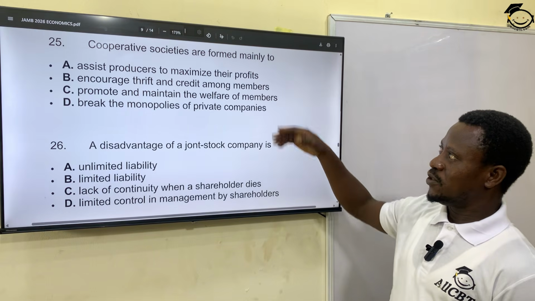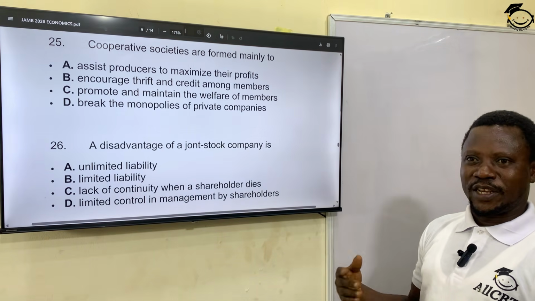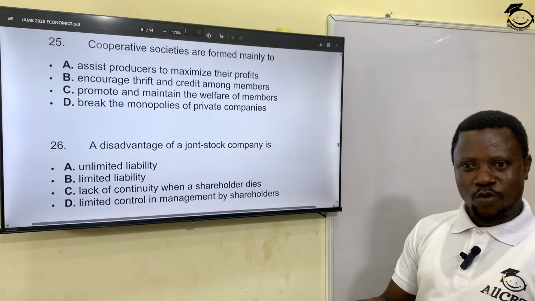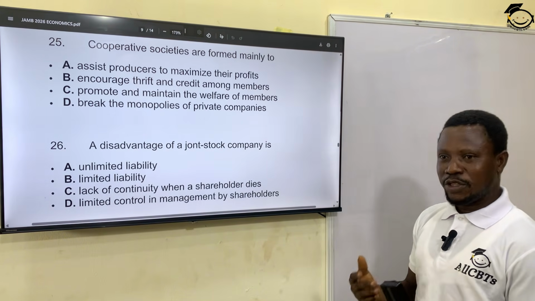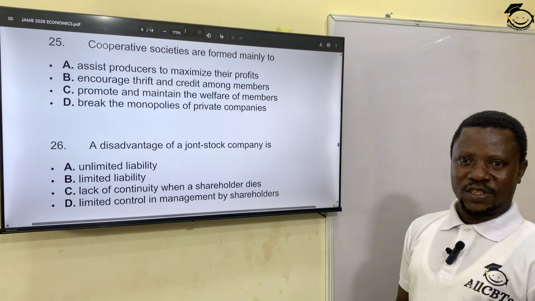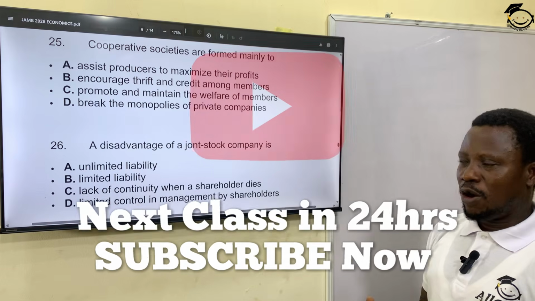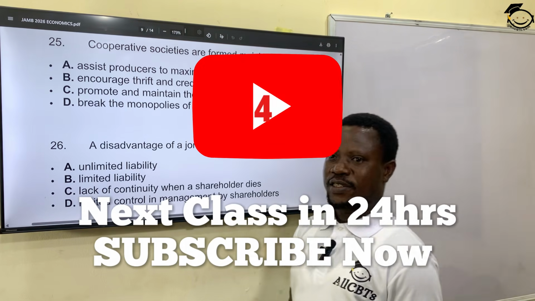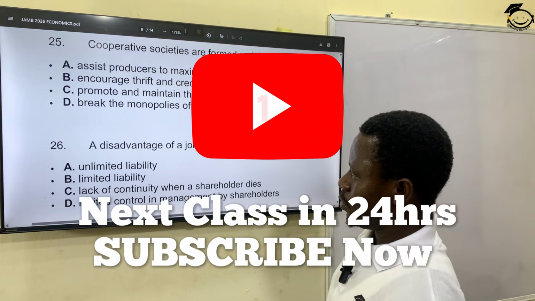B, A is not correct because they are not about maximizing profit. Basically, they are about the welfare of their members. The major reason why most cooperative societies are formed is to see to the welfare of their members. And the correct answer there is option C.